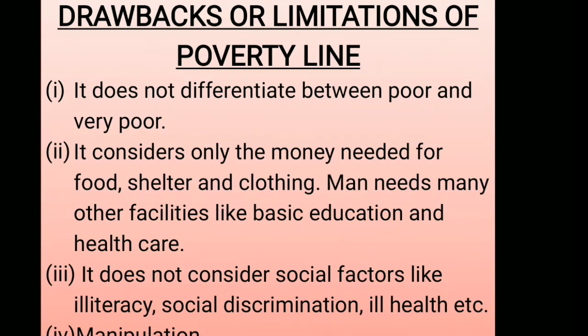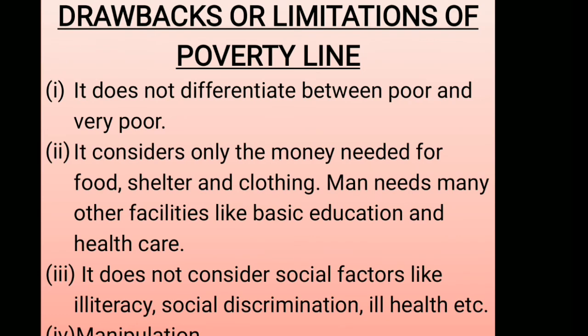But their measuring of these techniques have some drawbacks, some limitations. How? Because they do not differentiate between poor and very poor. They are keeping all the poor people below the poverty line and all the people who are above the poverty line. Means only two categories they are dividing. Out of those poor, how many are very poor, how many are actually and absolutely poor, we are unable to get it. It considers only the money needed for food, shelter and clothing.